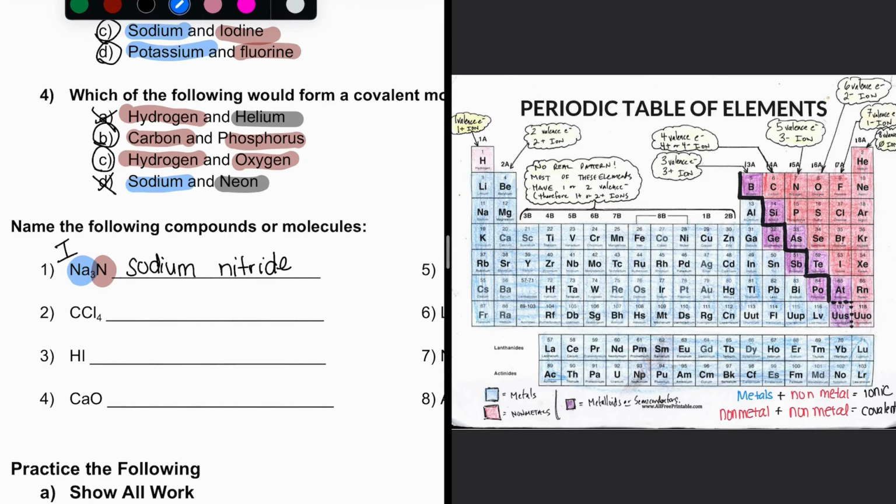My next one, I have carbon is a nonmetal, and chlorine is a nonmetal. Two nonmetals bonding together is going to be a covalent bond. For covalent bonds, I need to use my prefixes. So my carbon doesn't have a subscript, so there's just one. For my first word, I don't need a prefix for one for my first element. But for my second element, I am going to need a prefix for that 4. And so that's going to be tetra and then chloride.